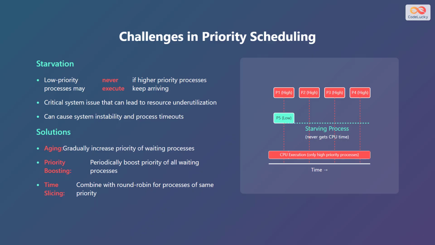Fortunately, there are solutions. Aging involves gradually increasing the priority of waiting processes. Priority boosting periodically boosts the priority of all waiting processes, giving them a chance to run. Time slicing combines priority scheduling with round-robin scheduling for processes of the same priority. The diagram illustrates starvation, where high-priority processes continuously arrive, preventing the low-priority process, Process 5, from ever getting CPU time.